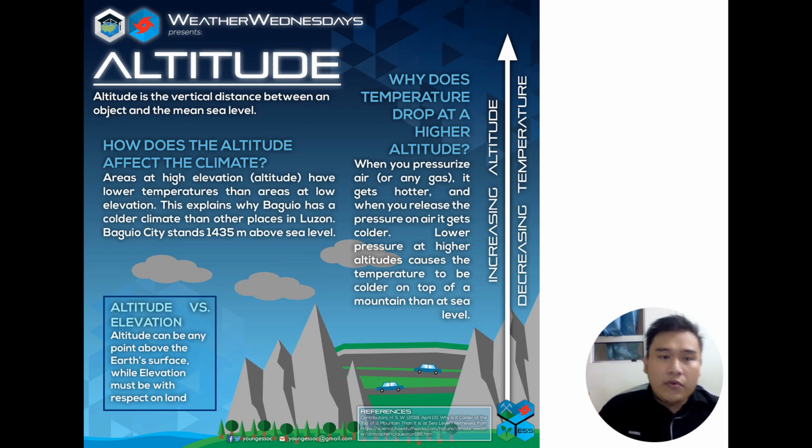Now we will explain why the pressure drops at a high altitude. When you pressurize air or any gas, it gets hotter. When you release the pressure on air, it gets colder. Lower pressure at a high altitude causes the temperature to be colder on top of a mountain than at sea level. Thus, the higher the altitude, the colder the temperature. And now I proceed to the next slide for the density effects on the airflow.